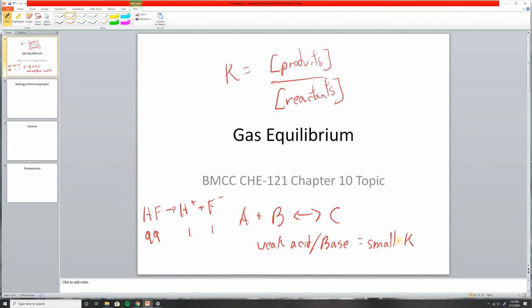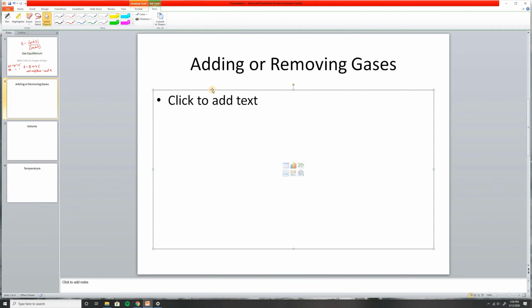small equilibrium constant. But for gases, we want to look at this in terms of our ideal gas law, our Boyle's law, Charles's law, Gay-Lussac's law, combined gas law. We want to think about it in terms of pressure and what's happening to the movement of the gas molecules. So let's go through this quickly.